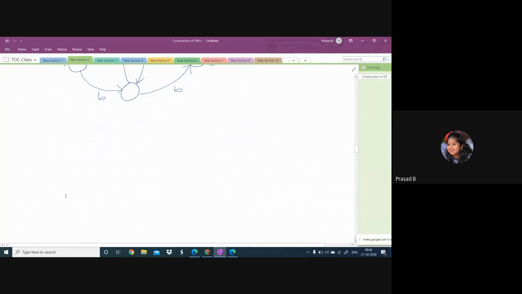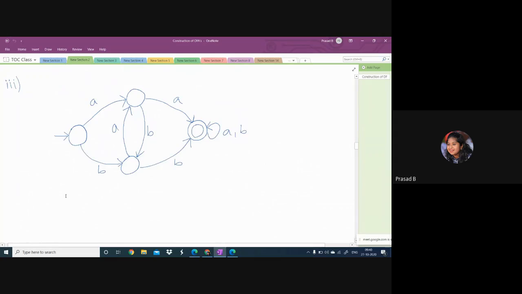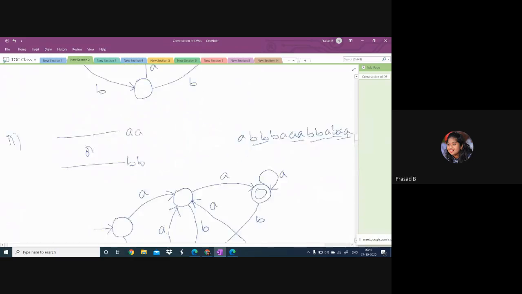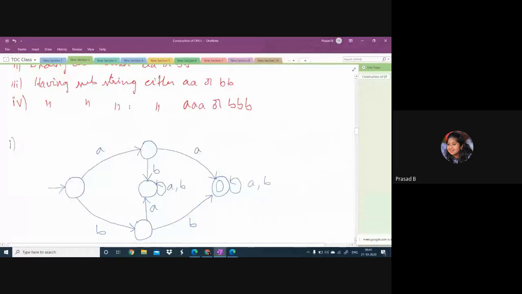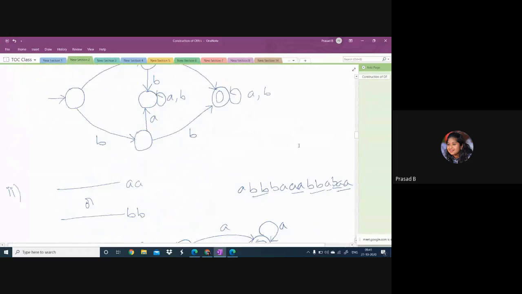Triple A or triple B as substring. The third one is double A or double B. Now, fourth one, triple A or triple B as substring. This one, having substring either triple A or triple B.